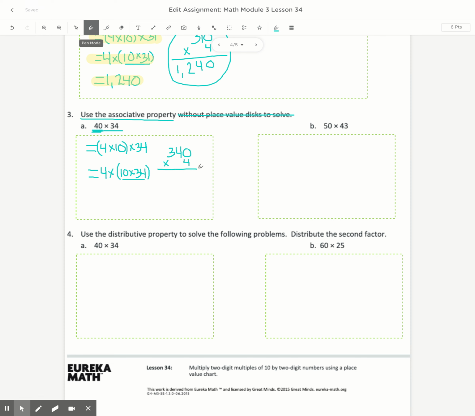And now I'm just going to go ahead and multiply. So 4 times 0 is 0. 4 times 4 is 16, so I'm going to write the 6, carry the 1. 4 times 3 is 12, plus that 1 that I carried over is 13. So I end up with an answer of 1,360.